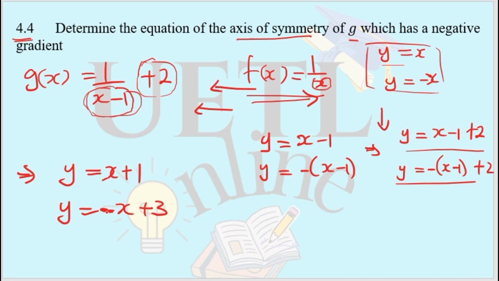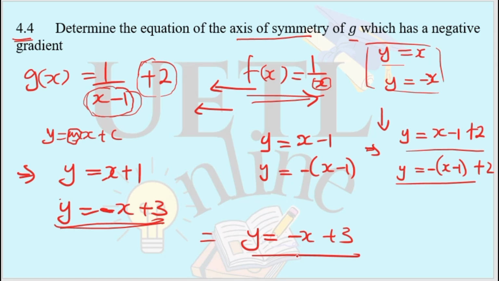Now we just have to look for the line which has the negative gradient. From our equation y equals mx plus c, if m is negative, this means that it's the negative gradient. So our asymptote line which has the negative gradient is this one. So our answer becomes y equals minus x plus 3. So this was our revision for today.